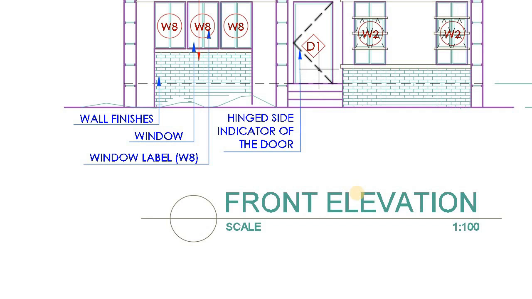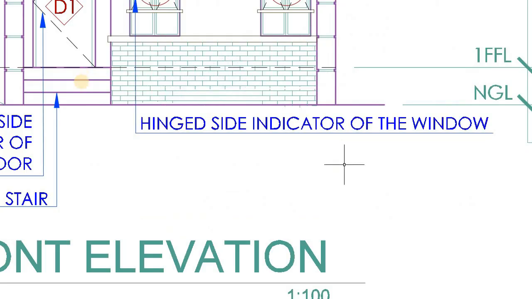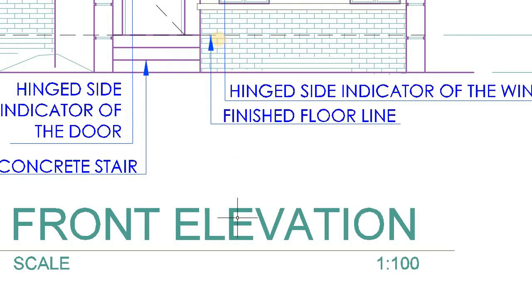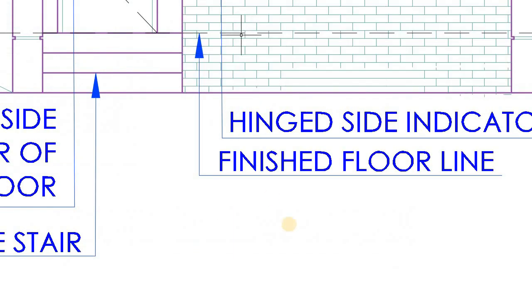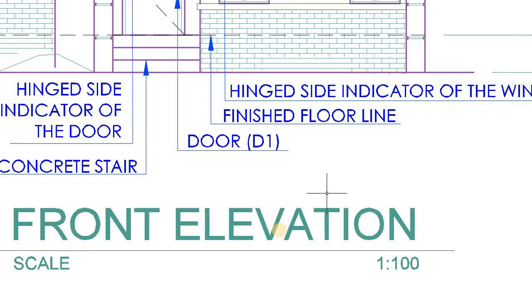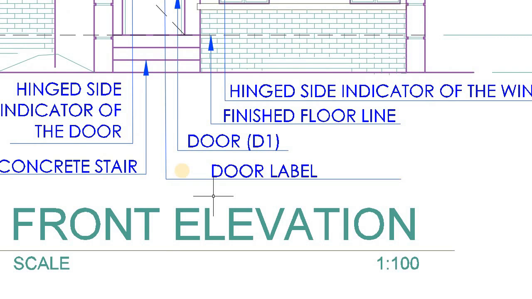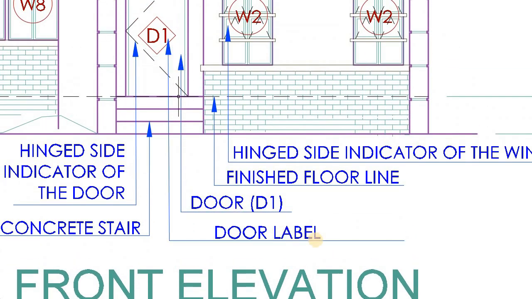Then this hidden line is a hand side indicator of the door. This is a concrete stair leading to the entrance of the house. Next, these hidden lines here are the hand side indicator of the window. Following this is another hidden line representing the finished floor line. Then, this is the door. And another one, we have D1, the door label.